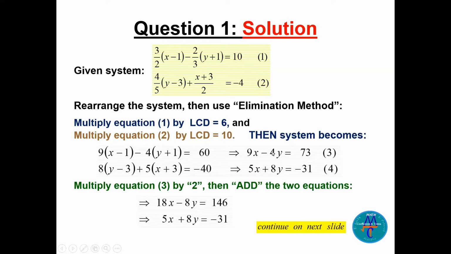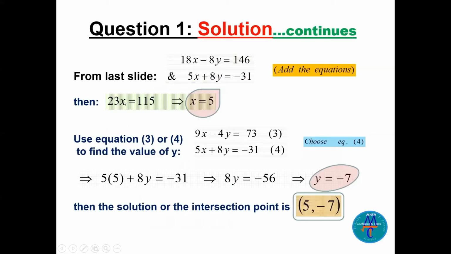So equation 3, we can multiply by only 2. So we will get here minus 8y, and here we get 8y. Remember to multiply by 2 the whole equation 3. So 9 times 2 is 18x minus 4y is equal 146. Second equation, write it. When you add the equations, this is elimination method, you can eliminate the y. So on the next slide, you add, you get 23x is equal 146 minus 31, 115. Divide by 23, you get x equals 5.